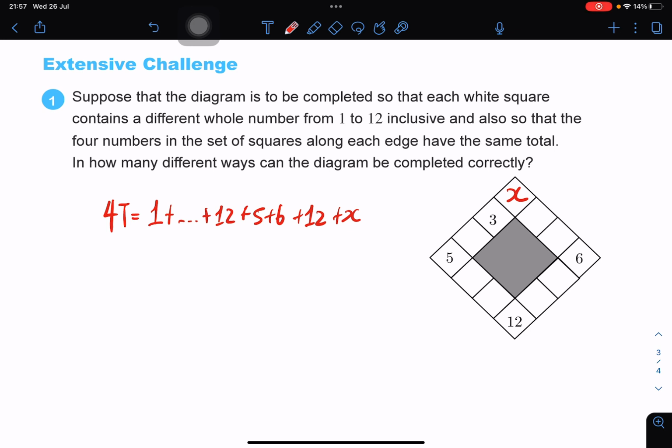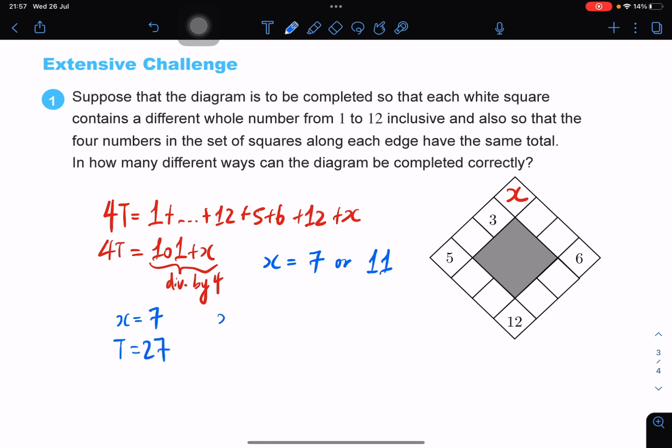78 adding 11, adding 12, that's going to be 101. So 4 times the total is 101 adding x. And that's going to be divisible by 4, right? So it means that there are not too many options for x. X can be 3, but 3 is already taken. So x has to be 7 or 11, right? When x is equal to 7, it means that the total is going to be 27. When x is equal to 11, it means that the total is going to be 28.